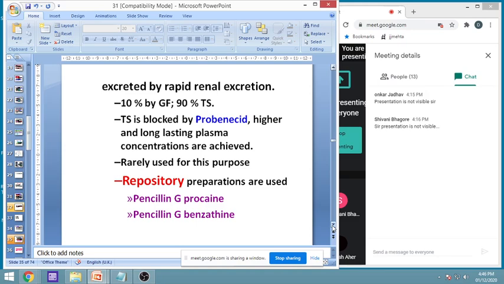The second thing is how it is excreted. It is excreted by rapid renal excretion, because 10% is by glomerular filtration and 90% by tubular secretion. So maximum excretion takes place by tubular secretion, and it is always active. So it is actively excreted in the tubules in the last phase of urine formation. Recently, in the initial days, we have studied diuretics.